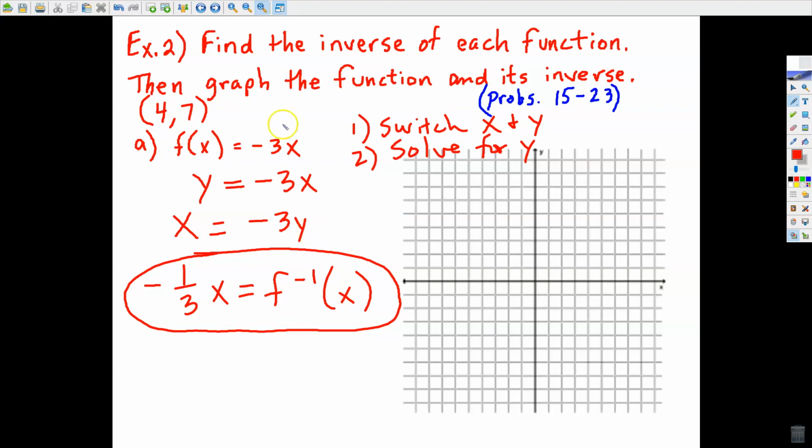Okay, so now let's do the second sentence where it says graph the function and its inverse. So that's a pretty easy function to graph. It's linear. Y equals negative 3x. So it has a y-intercept of 0. If we think y equals mx plus b, b is 0. And the slope is negative 3.